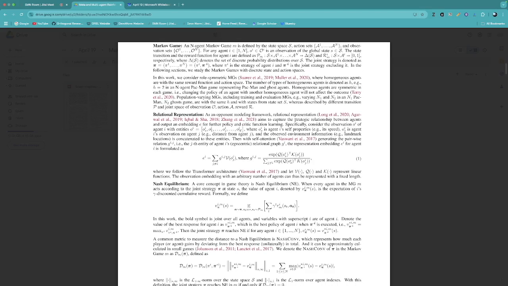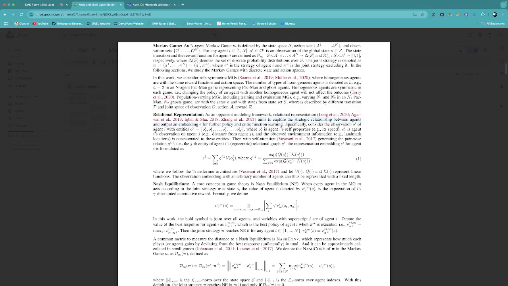Then we have this relational representation. So this is an opponent modeling framework called relational representation, and citations are here. This aims to capture the strategic relationship between agents and output an embedding E for further policy and critic function learning. So basically, we're trying to get this set of relationships, output an embedding, and then use that for further learning. So maybe meta learning or something like that.